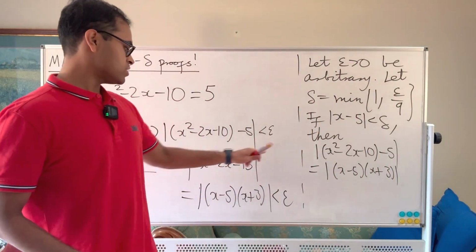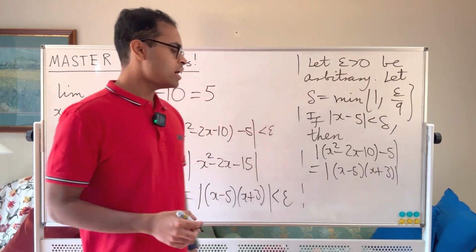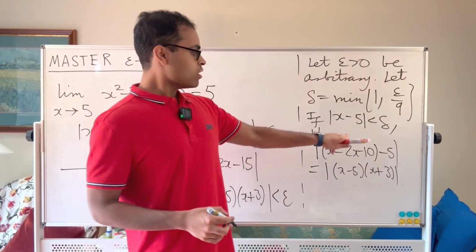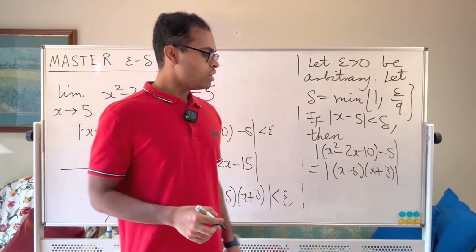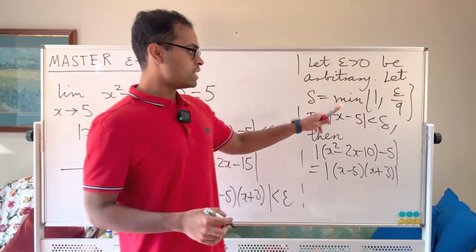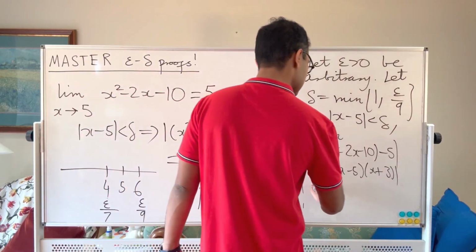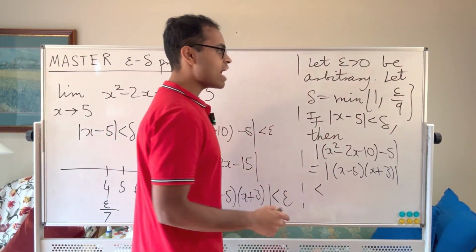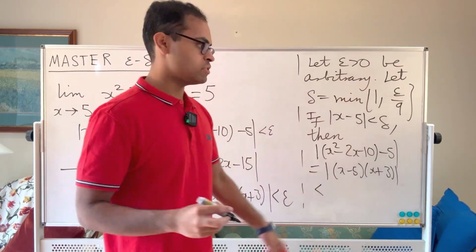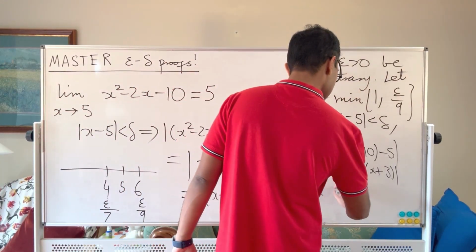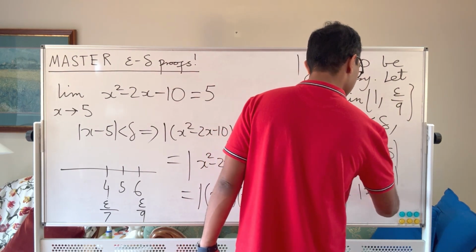We know that because we've just factored the quadratic like we did. Okay, this is now our proof. So we factored the quadratic, and we know that because the absolute value of x minus 5 is less than delta, okay, so we know that delta is the minimum of 1 and epsilon over 9. We know for a start that the absolute value of x minus 5 is less than epsilon over 9, right? Because delta is the smaller out of 1 and epsilon over 9. So it's going to be less than epsilon over 9 times the absolute value of x plus 3.